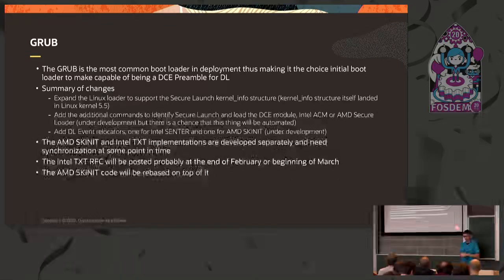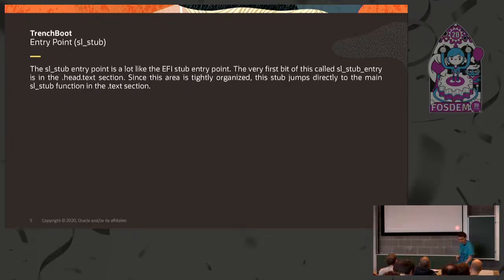I think that at the turn of February and March, I have to admit that I was able to run ACM just before FOSDEM, so I hope that I'm pretty close to having the Intel TXT environment running at the beginning of February. And AMD SKINIT will be rebased on my Intel TXT developments, because we feel that much of the code will be common for AMD and Intel TXT.